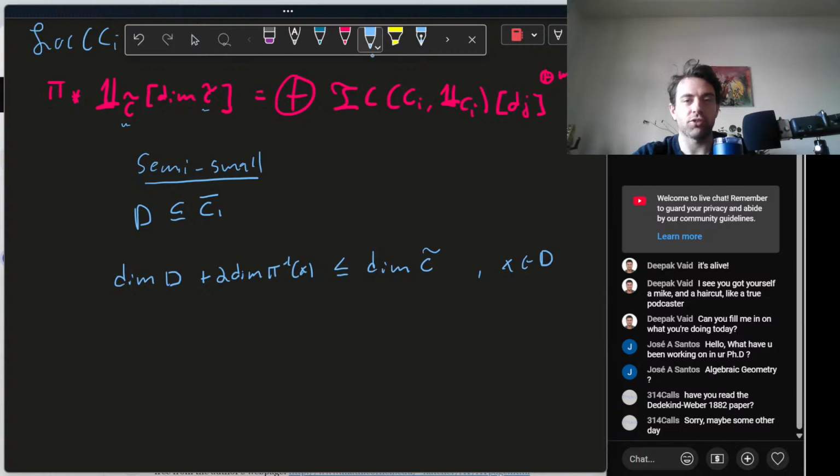And the nice thing about that is the semi-smallness says that the only shifts that appear are zeros. So that will make our life a lot easier.